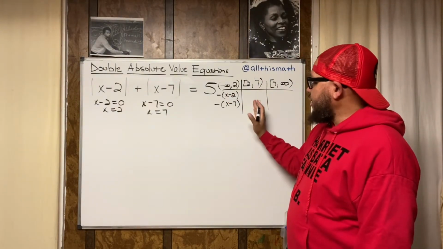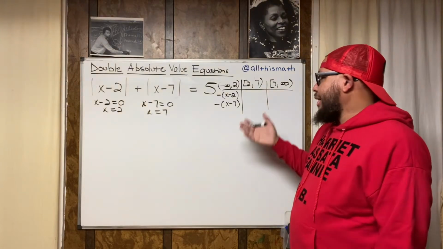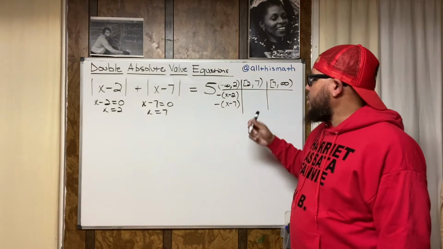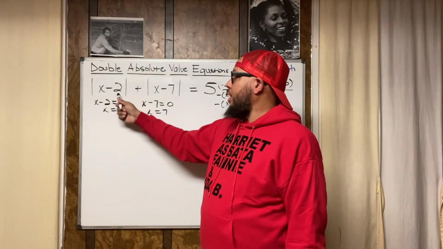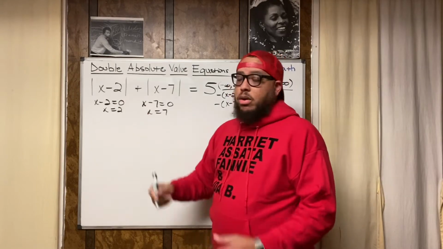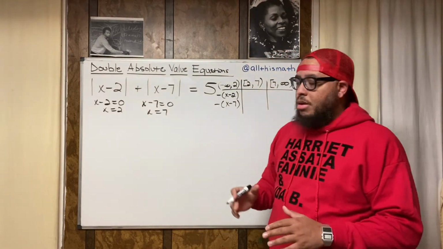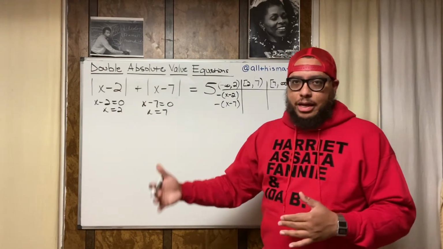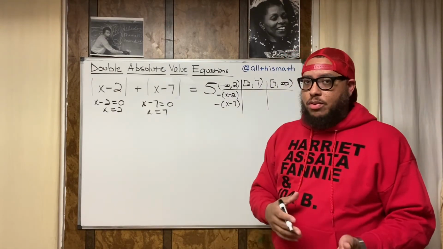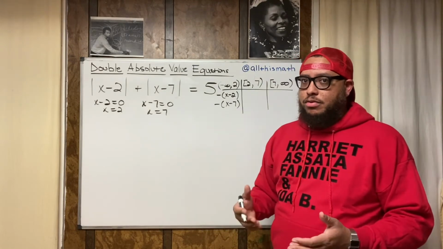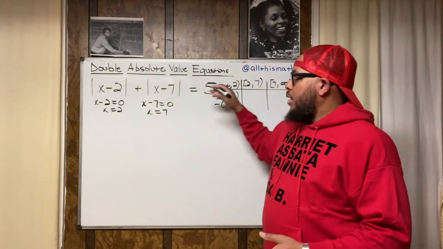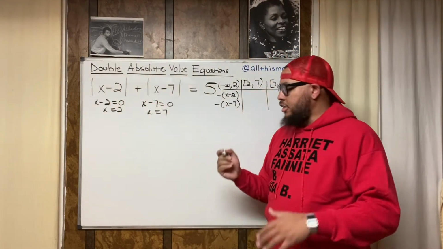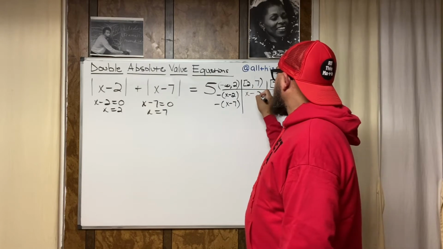So now I pick a number in this interval between 2 and 7. Now I could use 2 since 2 is included. So 2 minus 2 is 0. Now, here's the thing. We treat a 0 like a positive. We either get a negative or a non-negative number. Non-negative, of course, is 0 or positive. So if we get a 0 or a positive, then we keep it the same. We just use regular x minus 2. So we got x minus 2 right here.